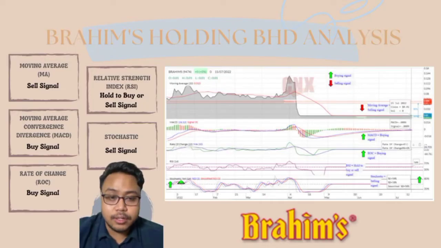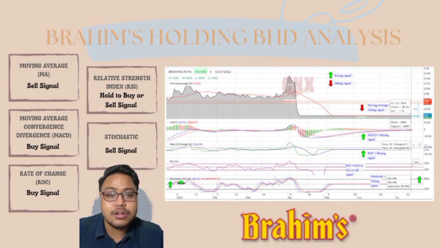So we're moving on. The first is to illustrate a chart analysis for Brahim's Holding Berhad. The chart has 5 separate line indicators with moving average, MA. According to this graph, the cost on July 15, 2022 will be 1 cent. The graph displays a falling moving average, indicating a downward trend.